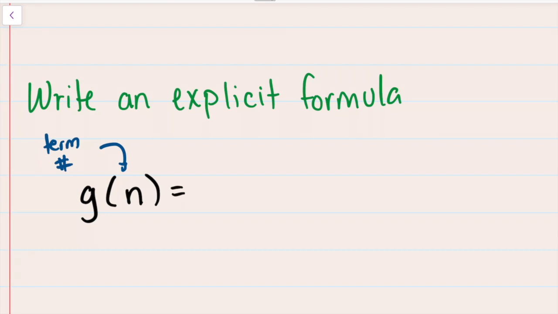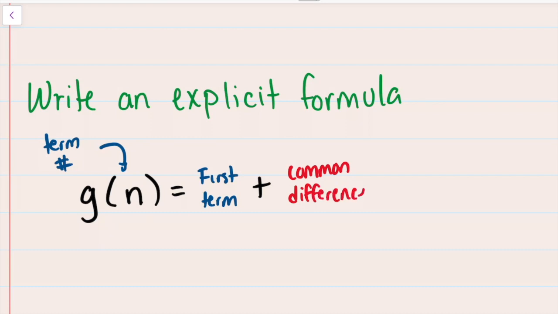G of n equals, start with the first term. And then we do plus the common difference, times parentheses n minus 1. And this is the same for all the arithmetic sequences. Parentheses n minus 1. There you go.